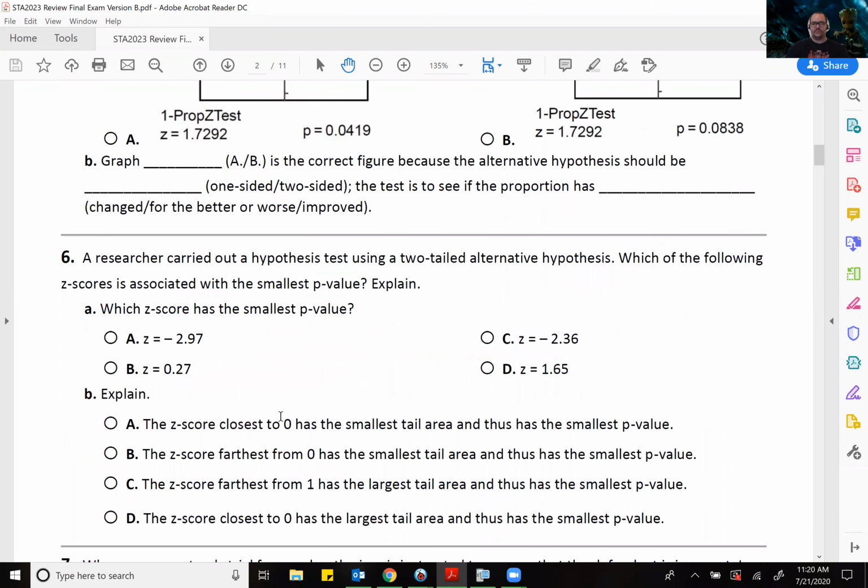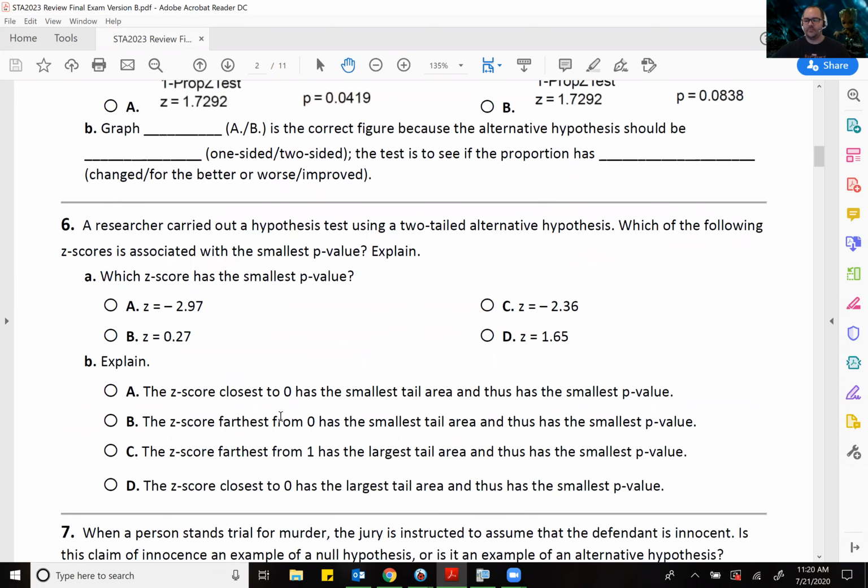Okay. So moving on to the next one, number 6. Number 6 says a researcher carried out a hypothesis test using a two-tailed hypothesis. Okay, so again, we're still in chapter 8 here. Which of the following z-scores is associated with the smallest p-value? Okay, so which of the following z-scores is associated with the smallest p-value?